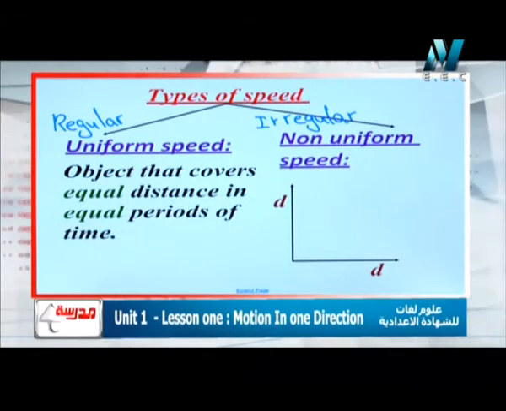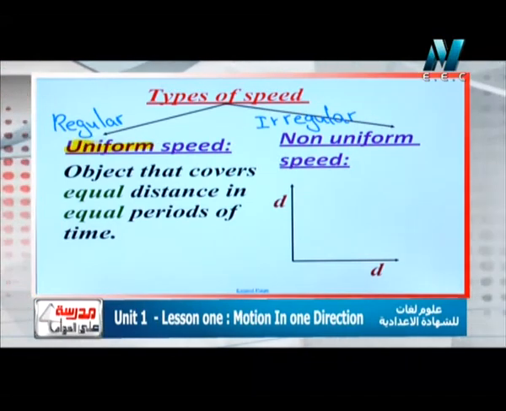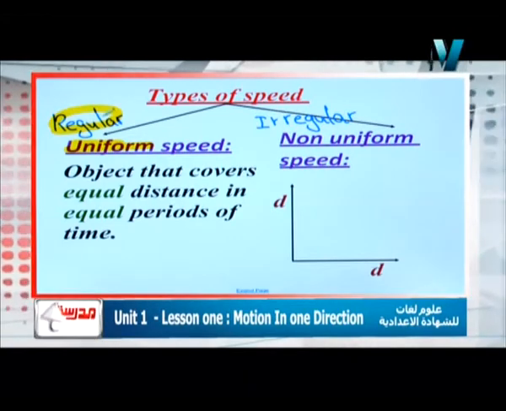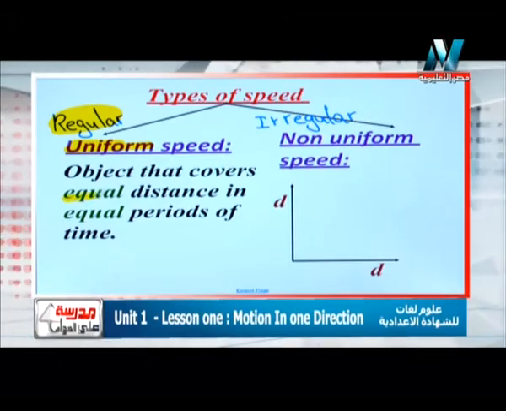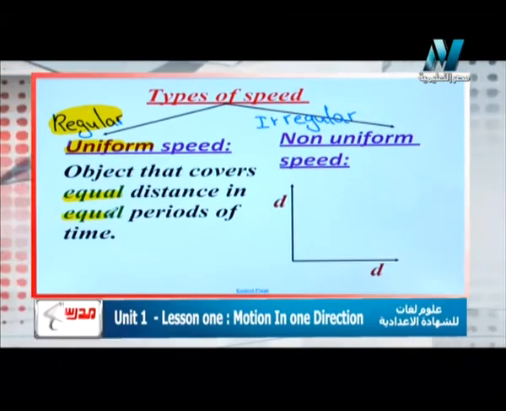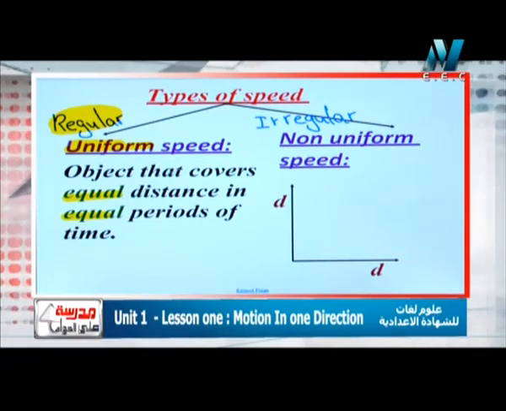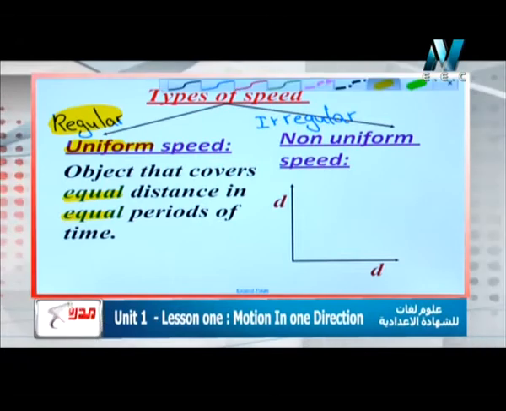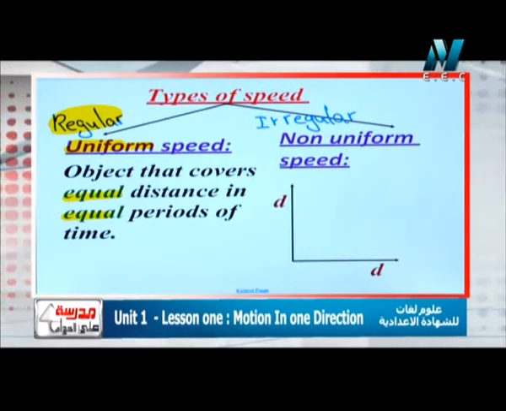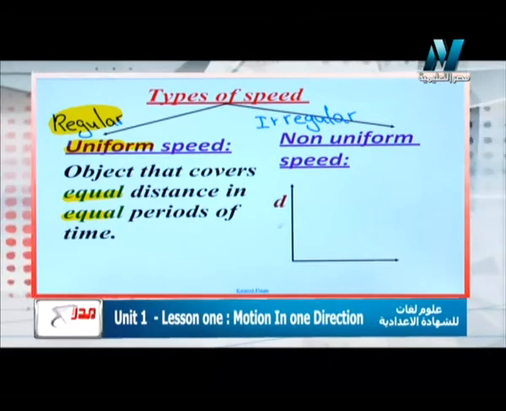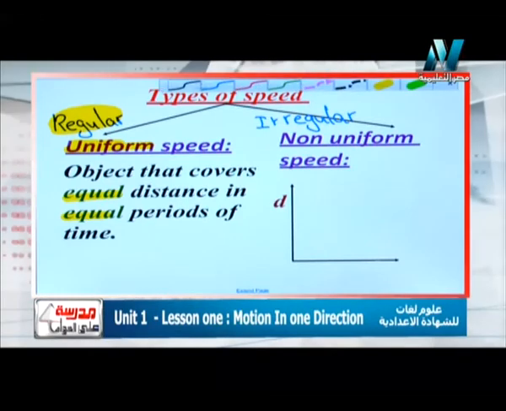حلو قوي. يبقى لما يجي يقول لي what is meant by uniform speed or regular speed اقول له ايه؟ اقول له object that covers equal distance in equal periods of time. يمشي مسافات متساوية في أزمنة متساوية. And here we have, as you see here in front of you, عندنا زي ما انتم شايفين يعني جراف في distance وفي طبعا التايم.